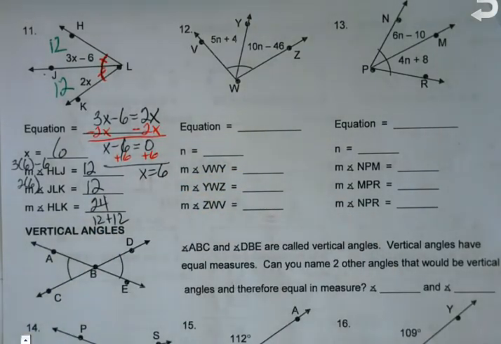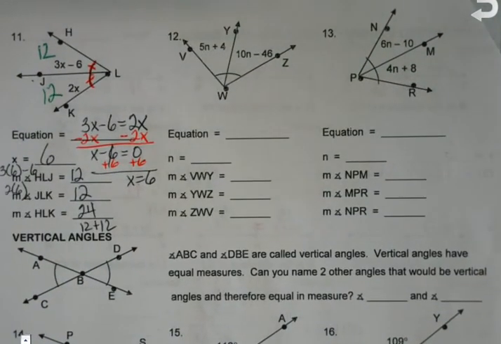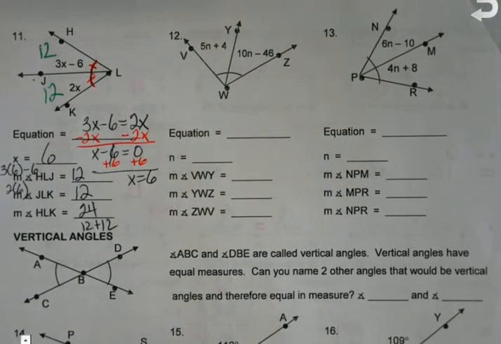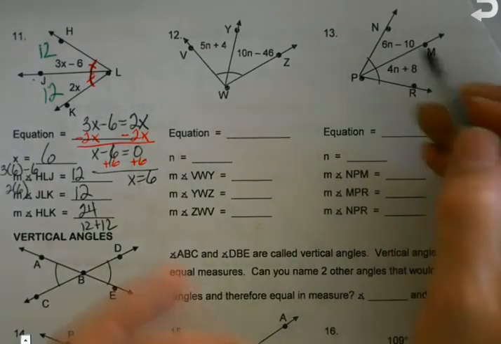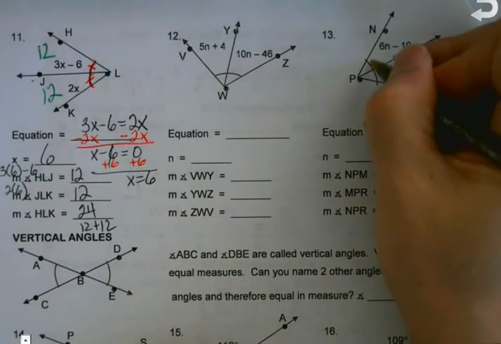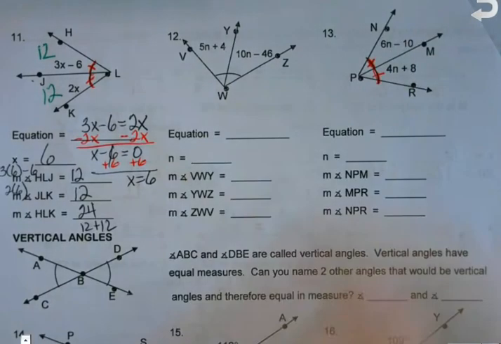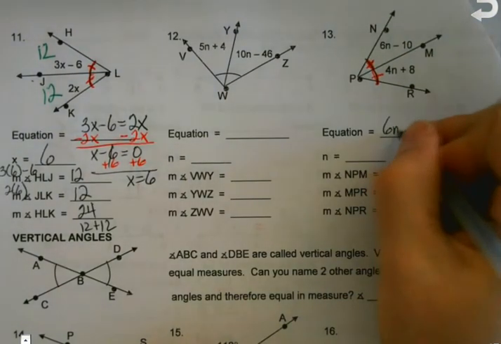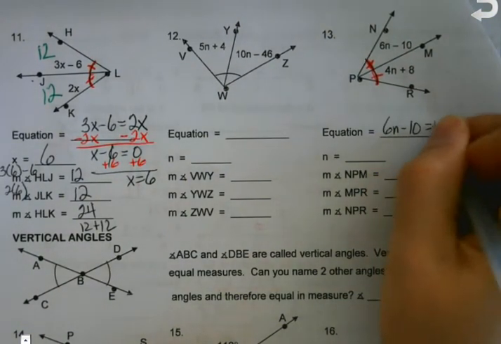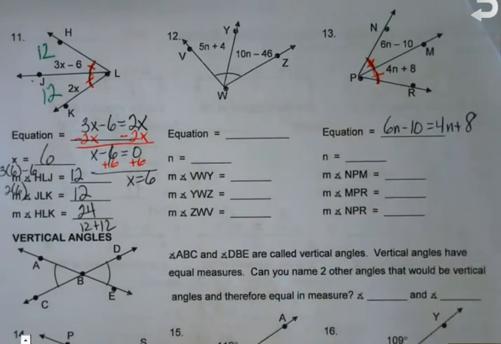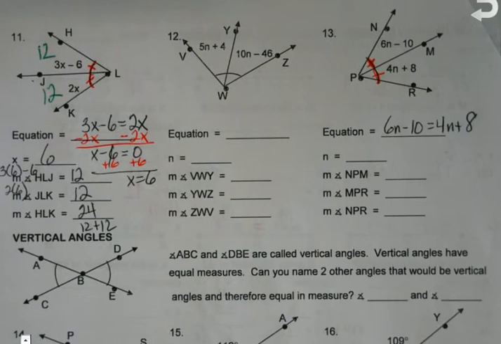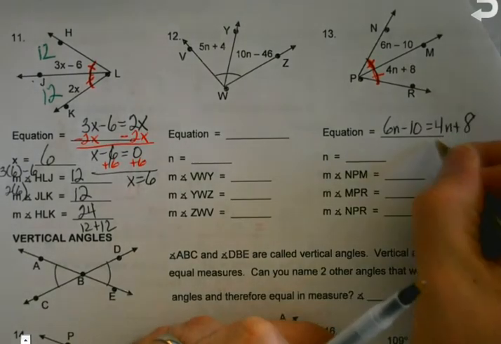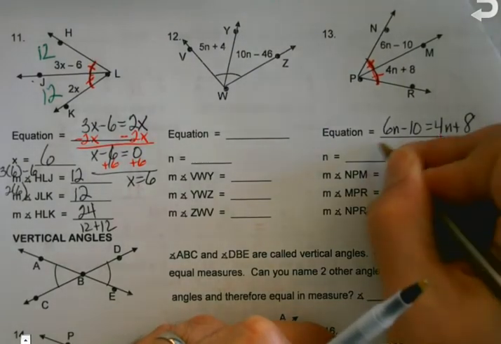And we kind of start to get into a rhythm with this. And 13, same deal. Set them equal. I apologize for not having more space in here. And again, you have a choice. I like always taking the smaller ones to keep things positive. So if I move the 4.